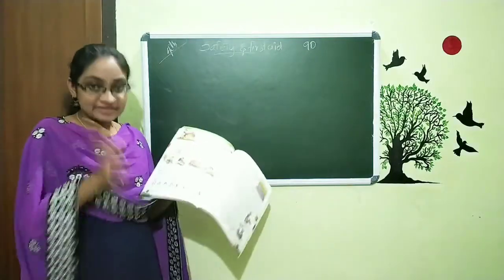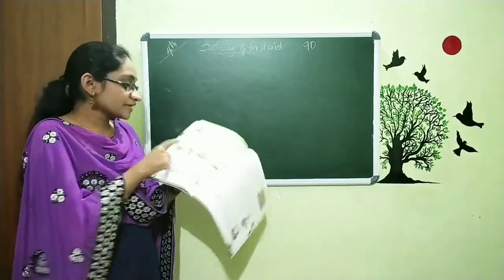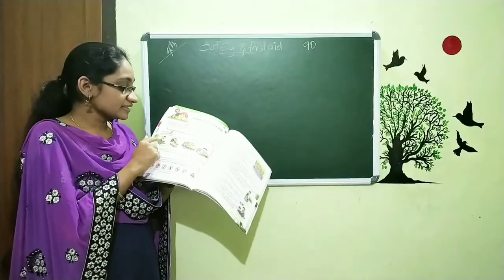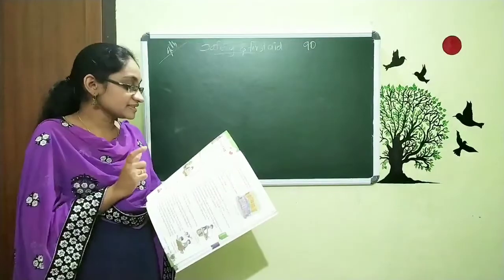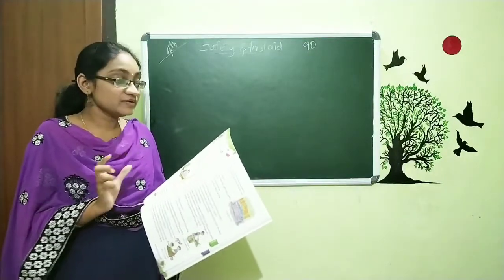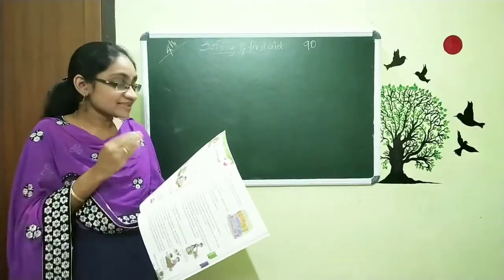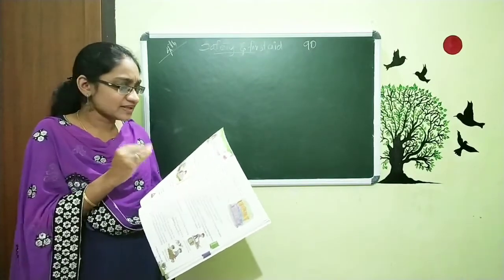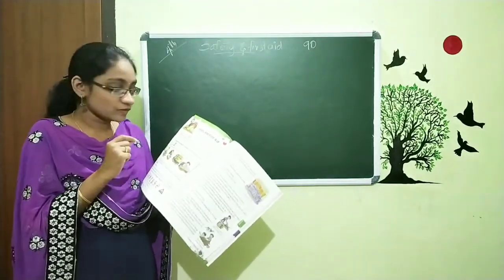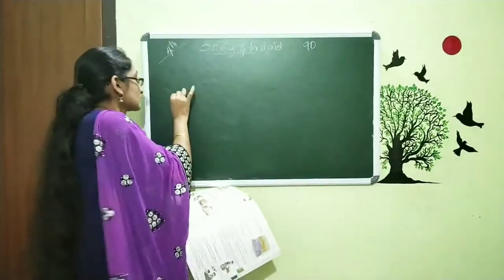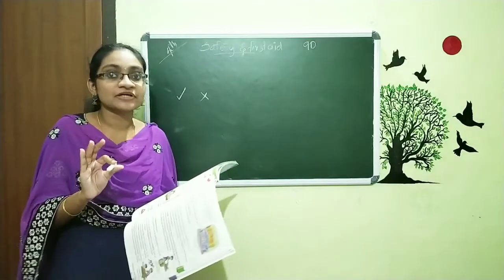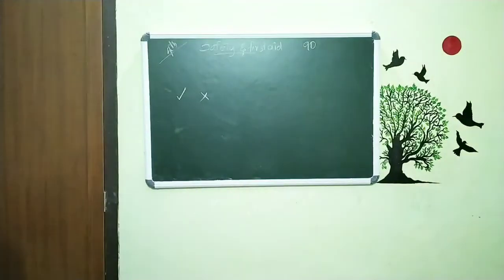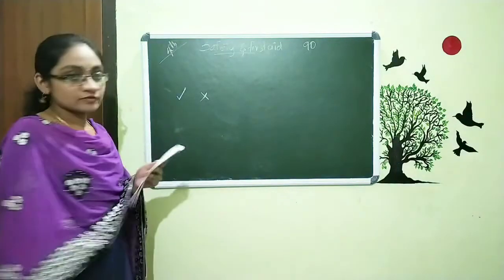Just take your textbook. On page number 90, you can see one activity. There are some pictures given. You just want to observe them and tick which are right and which are wrong. That means some of the things the child is doing are right and some are wrong. So you want to put a tick or cross mark. You can do it with your pencil in your textbook. So just pause the video and do this. I hope you completed your work.